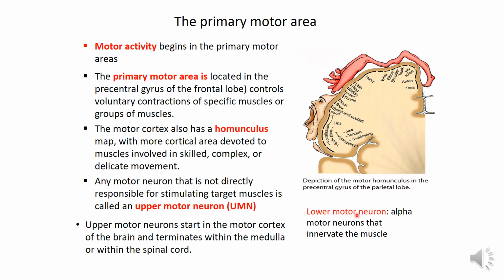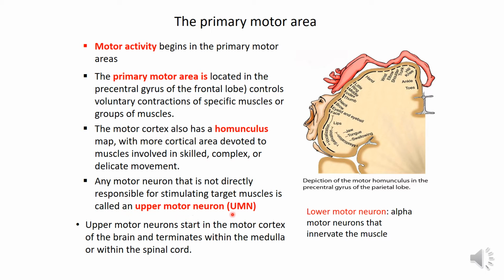But what is the meaning of the lower motor neuron? The lower motor neurons are the alpha motor neurons that innervate the skeletal muscles. So it consists of the alpha motor neurons located in the spinal cord and the motor efferent supplying the skeletal muscle. That is the lower motor neuron. Interruption of the lower motor neuron produces muscle paralysis. If you cut the motor neuron supplying the muscle, there is muscle paralysis.